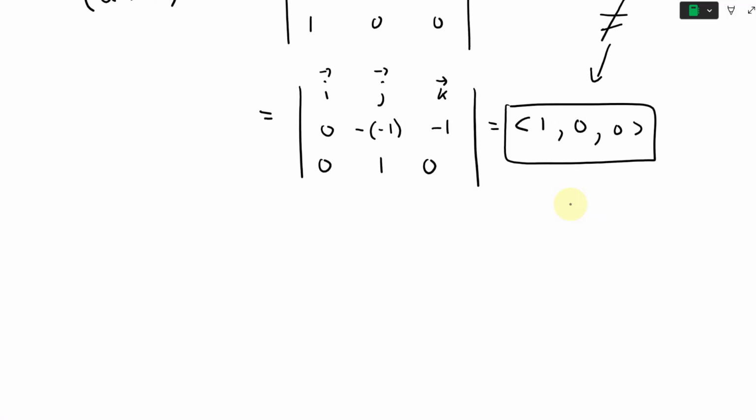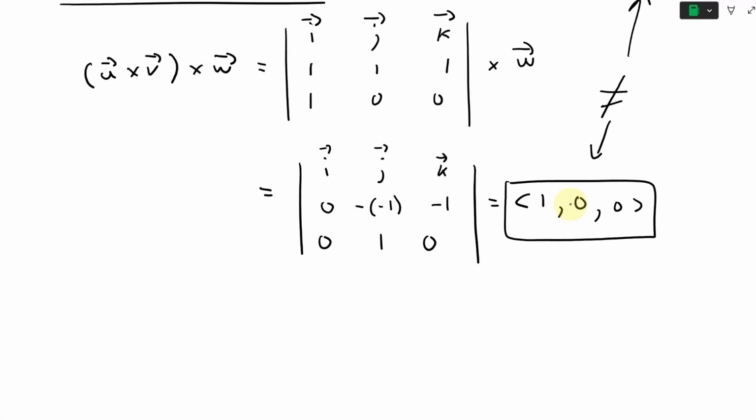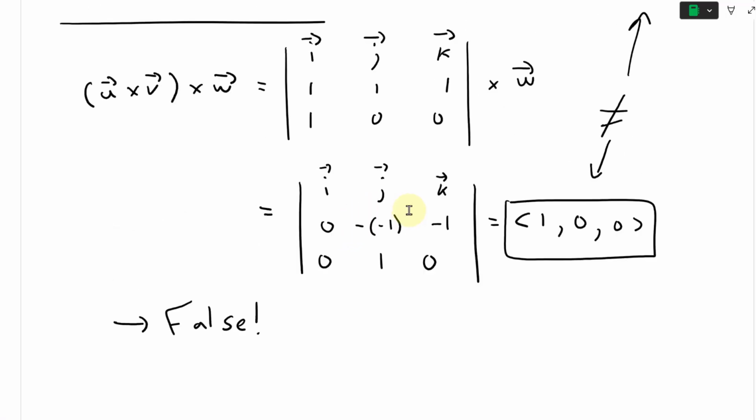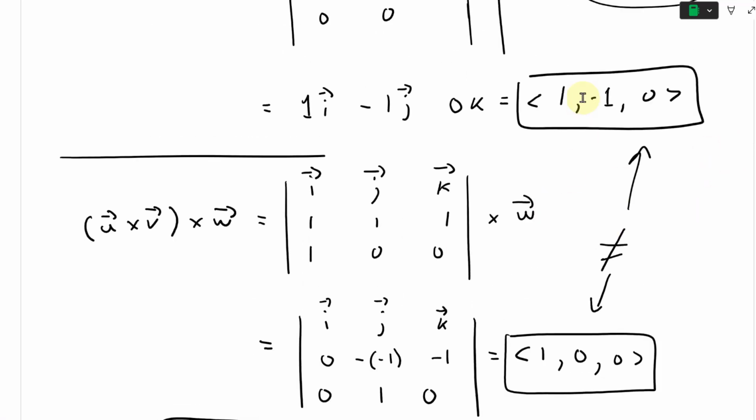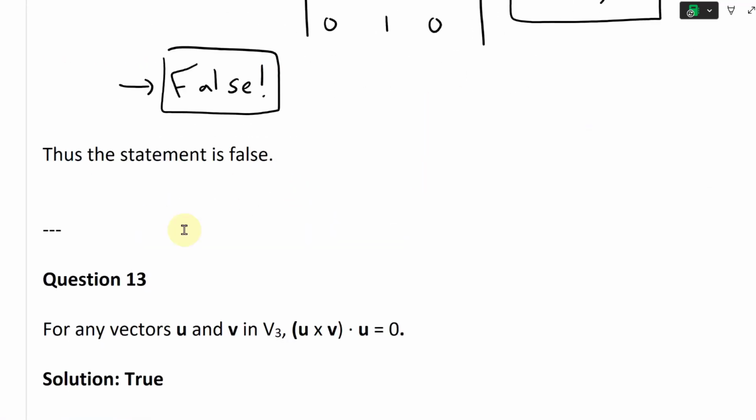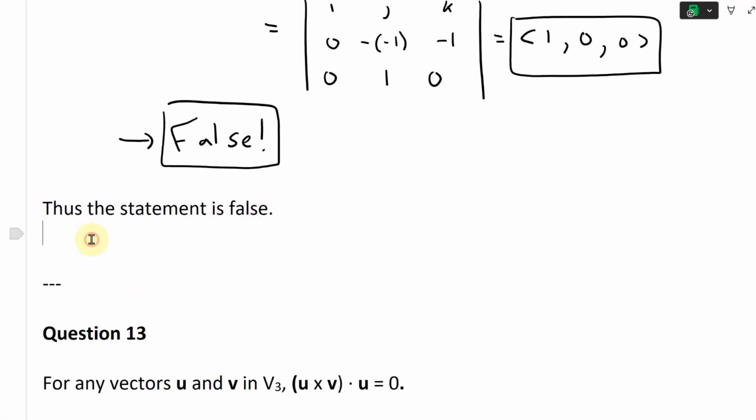I'll just put a false right here. I moved it over here instead. So I just put a false over there. So this is false, so it's not equal to it. And so thus the statement is false. Just type that out.